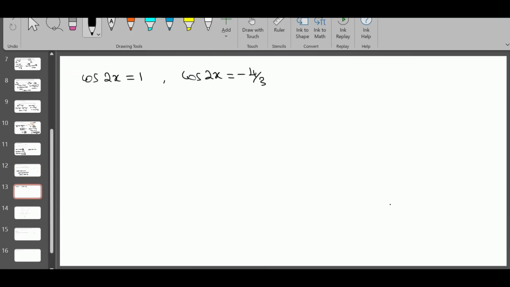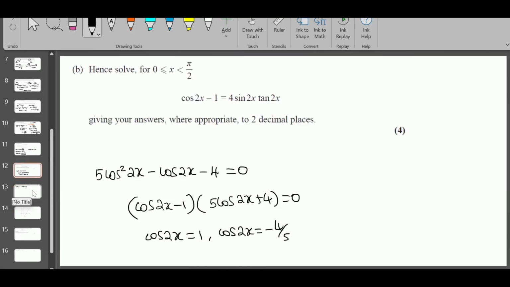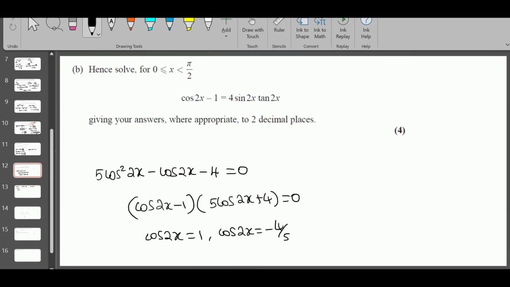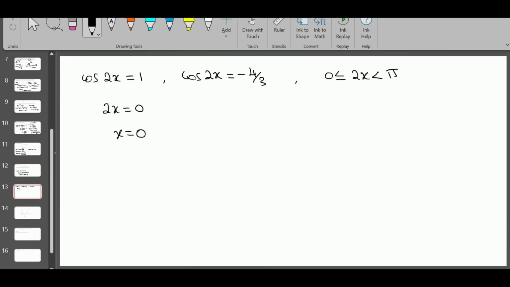Okay, I put the two equations here. The limit given was 0 to pi over 2, but since it's a harder trigonometric equation, we need to multiply the limits by 2. So it's 0 to pi. Okay. Now cos inverse of 1 is, cos 0 is 1. So 2x is equal to 0. X is equal to 0. You can consider this as a solution because 0 is also included in the limit, even in the original limit also it's included. If there is no equal sign here, you cannot take 0 as a solution.